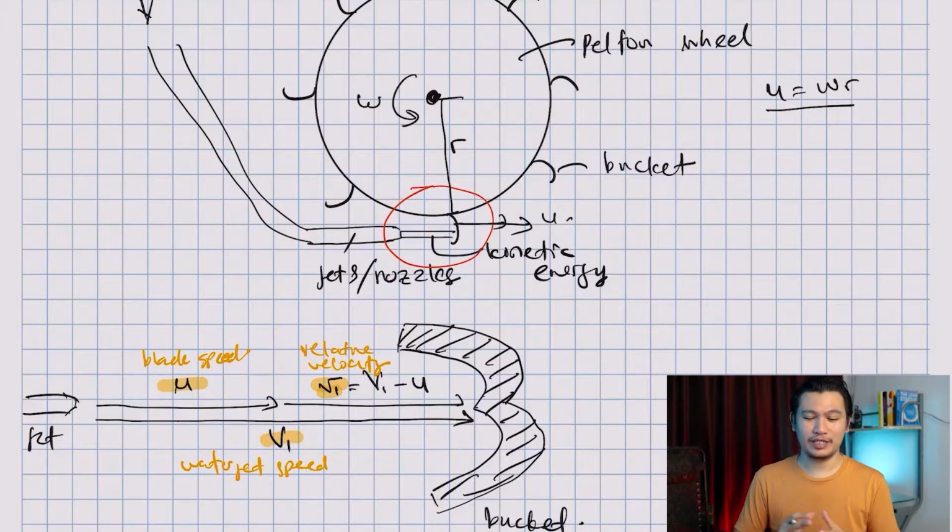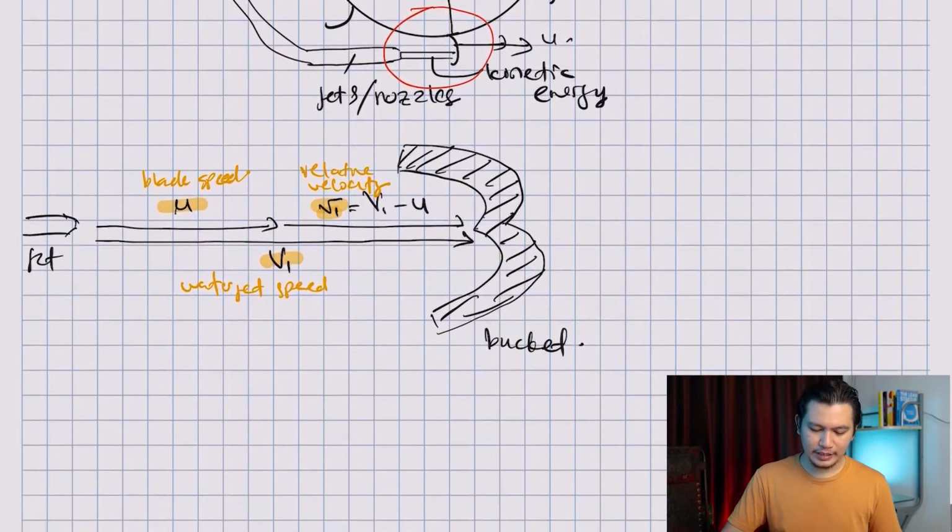Now, this is what I meant when I said that the impulse turbine is much simpler than a reaction turbine, because we don't have any alpha, we don't have any beta, everything is moving in a straight line. So to get relative velocity is just V1 minus U. It's that simple.